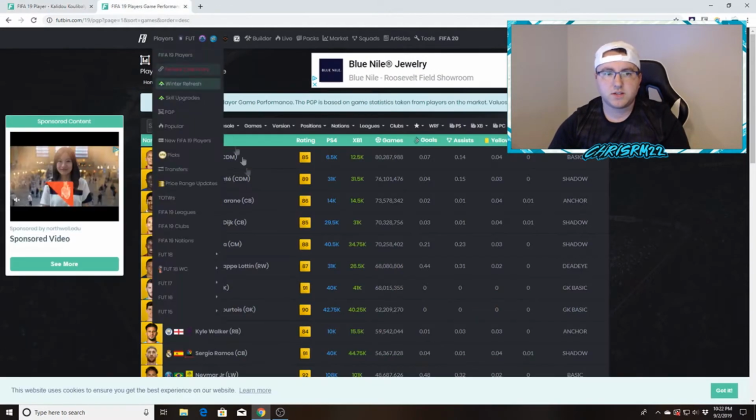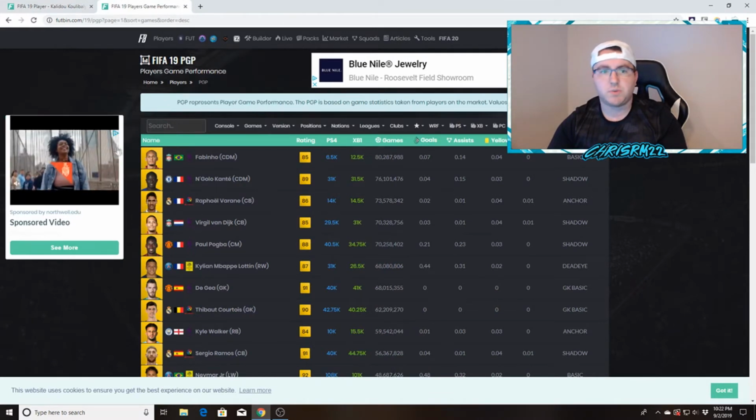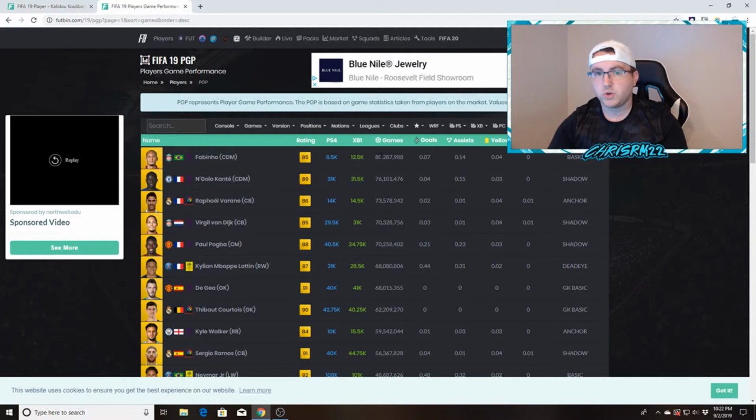Now I'm going to bring you guys to the PGP, and this is basically players' game performance. I want to show you this because, especially early game, looking at the amount of games being played with certain cards will show you a direct correlation with their price. So the more games people are playing with cards, the higher in price these cards will go.